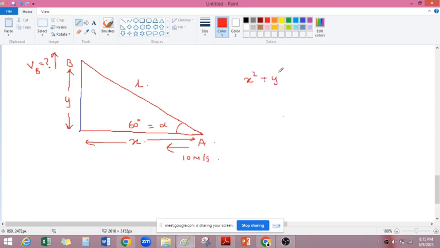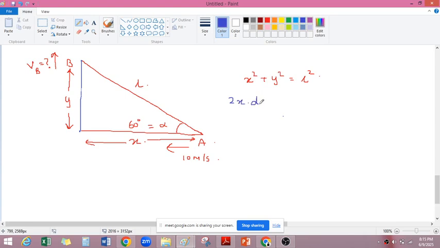Yes, sir. x squared plus y squared is equal to L squared. Is that right? But what can you say about the L? L is a constant. As I move this, the x value will change, the y value will change, but the L value will not change. Are you able to see that? Yes, sir.